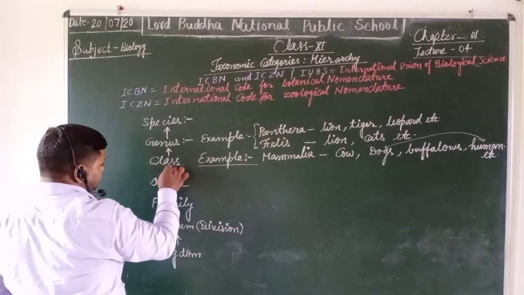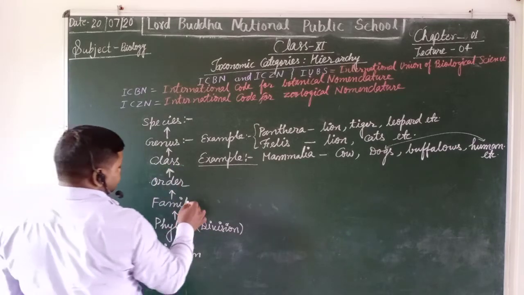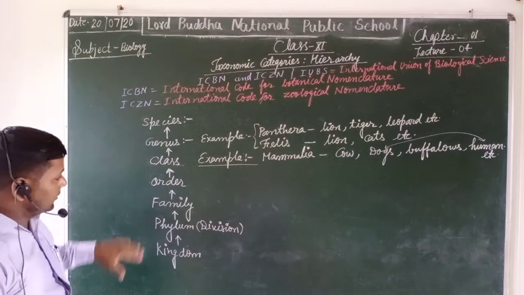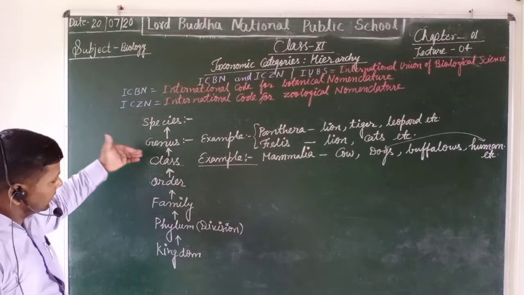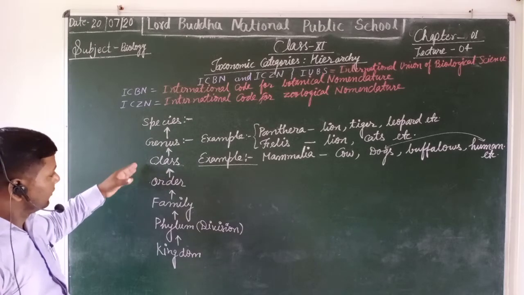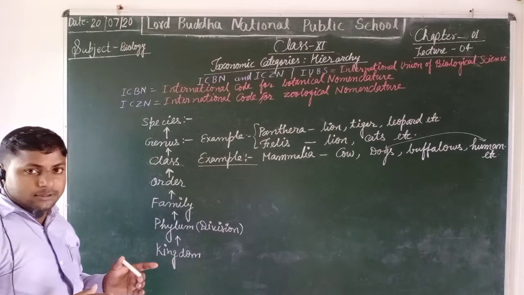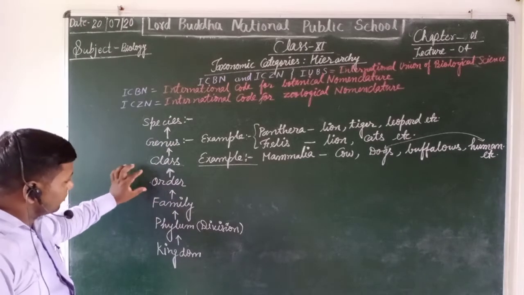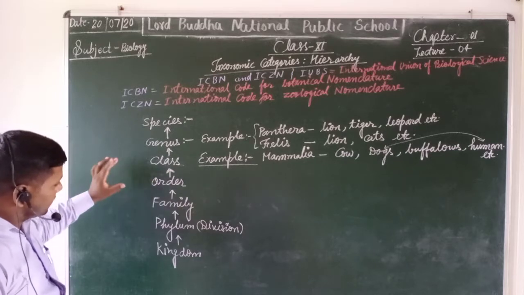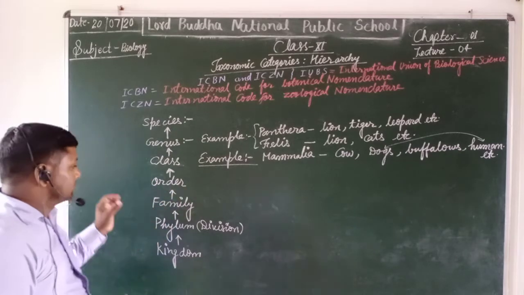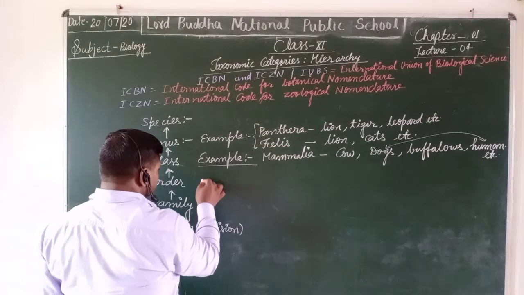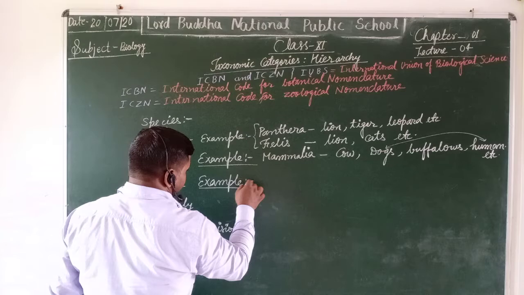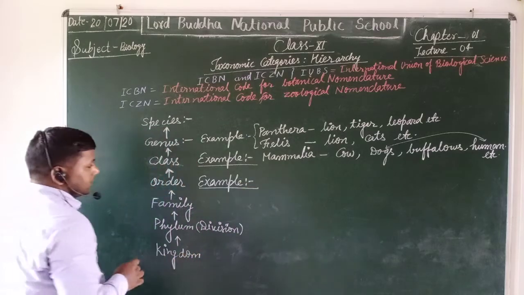Thus, students, another level of taxonomic categories is order. Order is the higher level of taxonomic categories in which more than one class having similar characteristics are grouped under a taxonomic category known as order. Take an example to understand this taxonomic category.